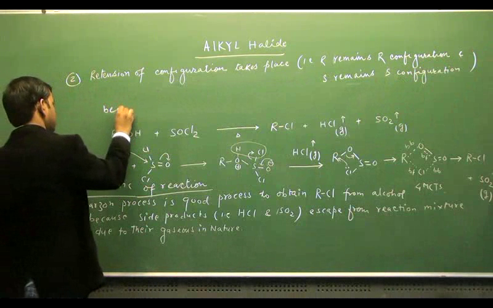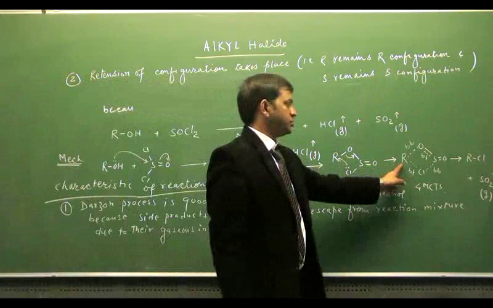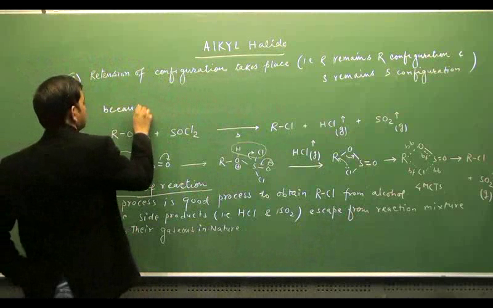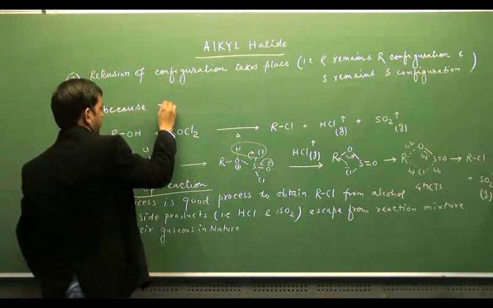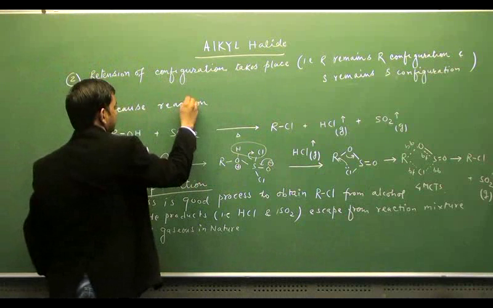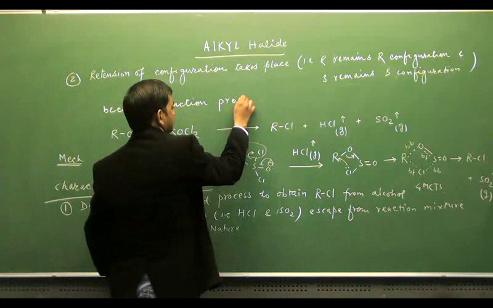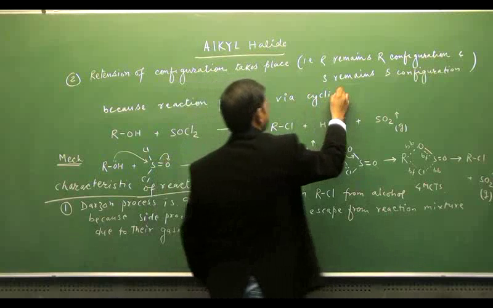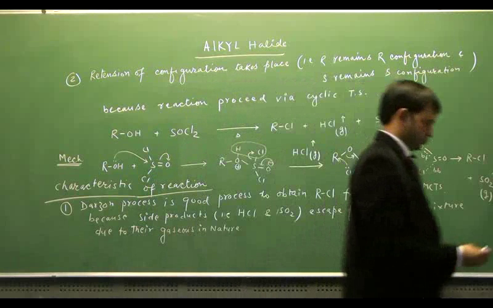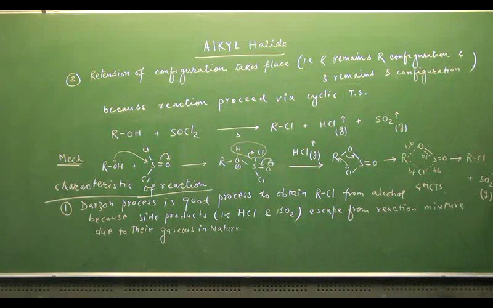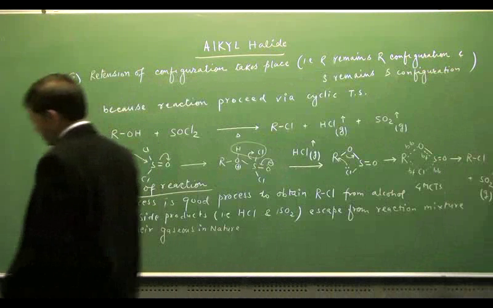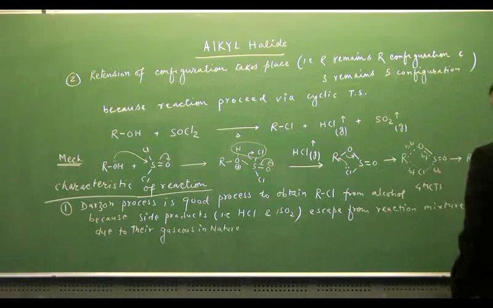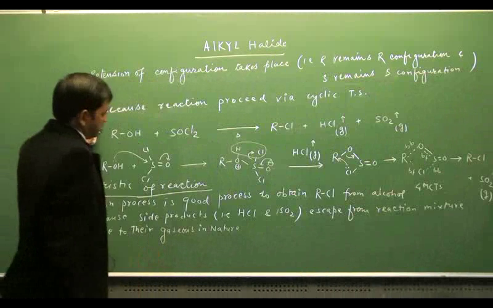Because the reaction proceeds via a cyclic transition state, the attack is from the same side and the leaving group leaves from the same side. But if this reaction proceeds in the presence of pyridine, in that case the reaction proceeds via SN2. Let us see next.